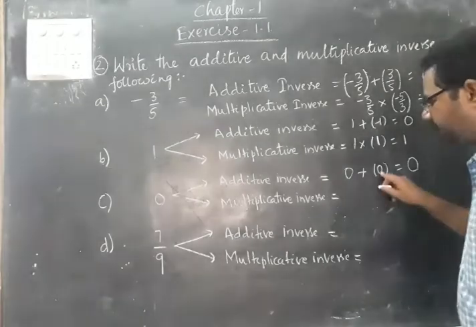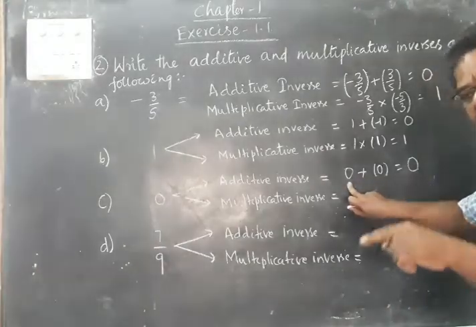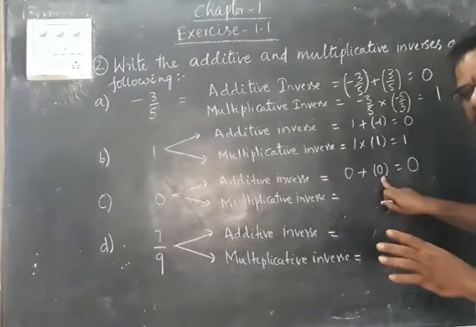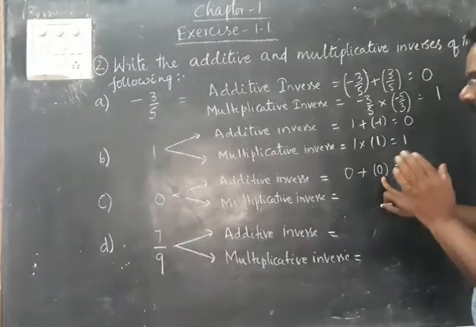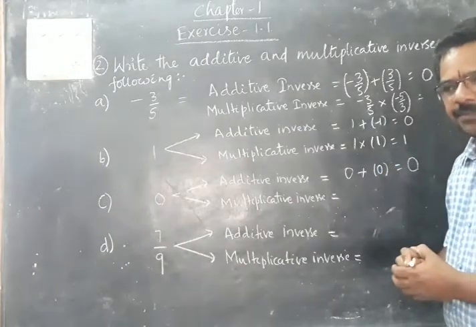Now, 0 is neither positive nor negative, so it's also not quite correct, but we can consider 0 as the additive inverse of 0.